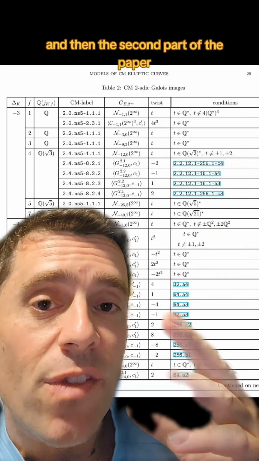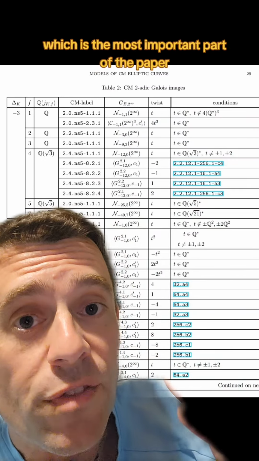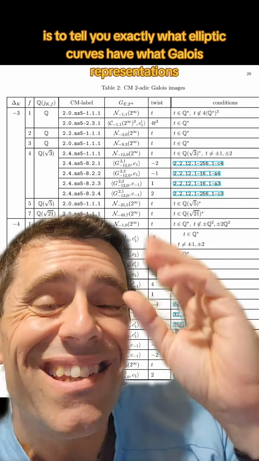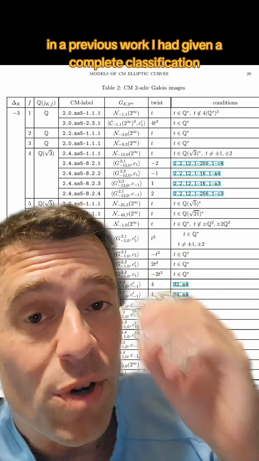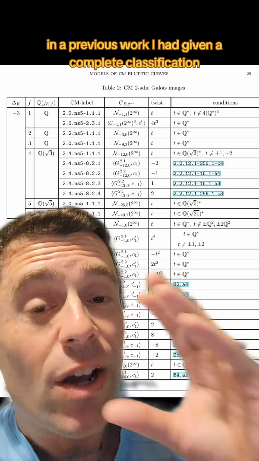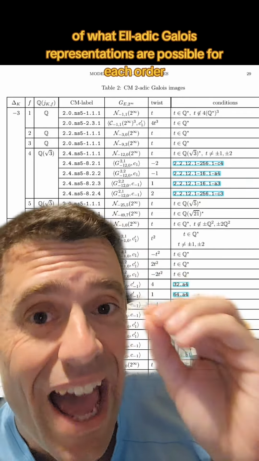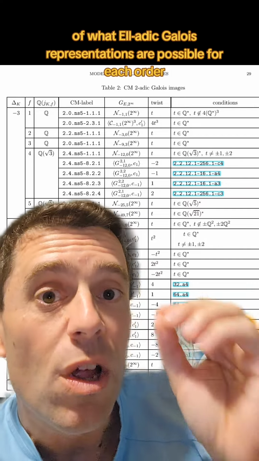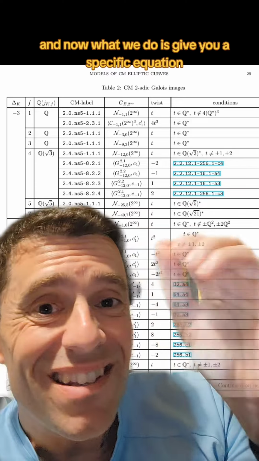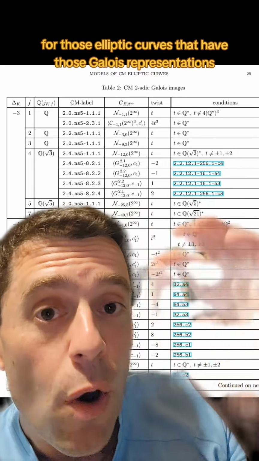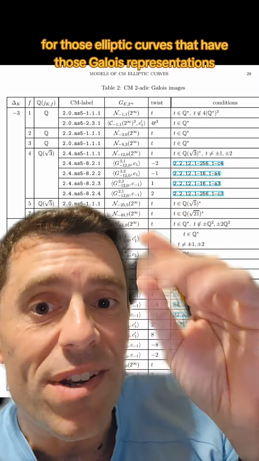And then the second part of the paper, which is the most important part of the paper, is to tell you exactly what elliptic curves have what Galois representations. In a previous work, I had given a complete classification of what ell-adic Galois representations are possible for each order. And now what we do is give you specific equations for those elliptic curves that have those Galois representations.